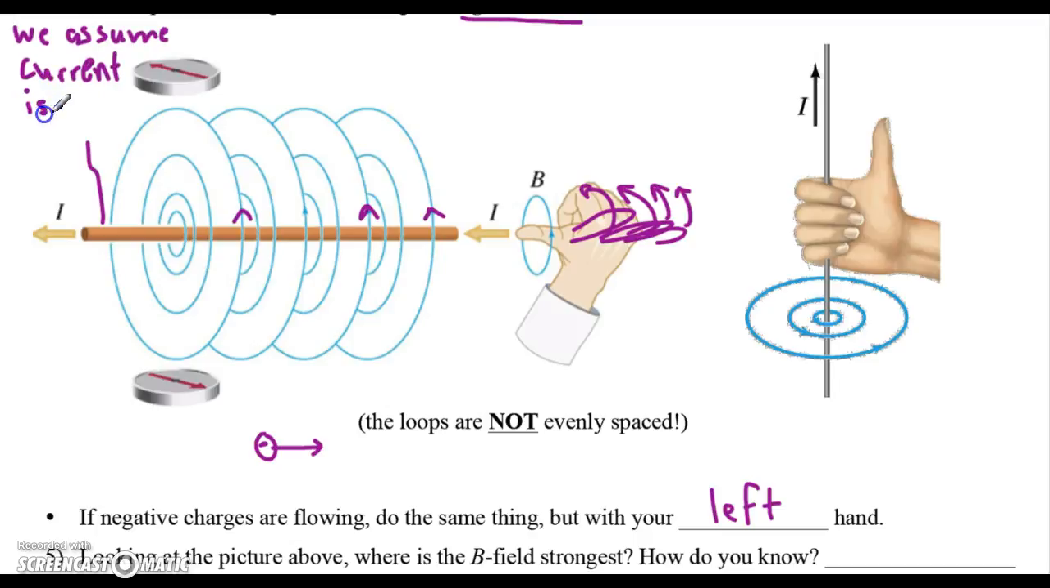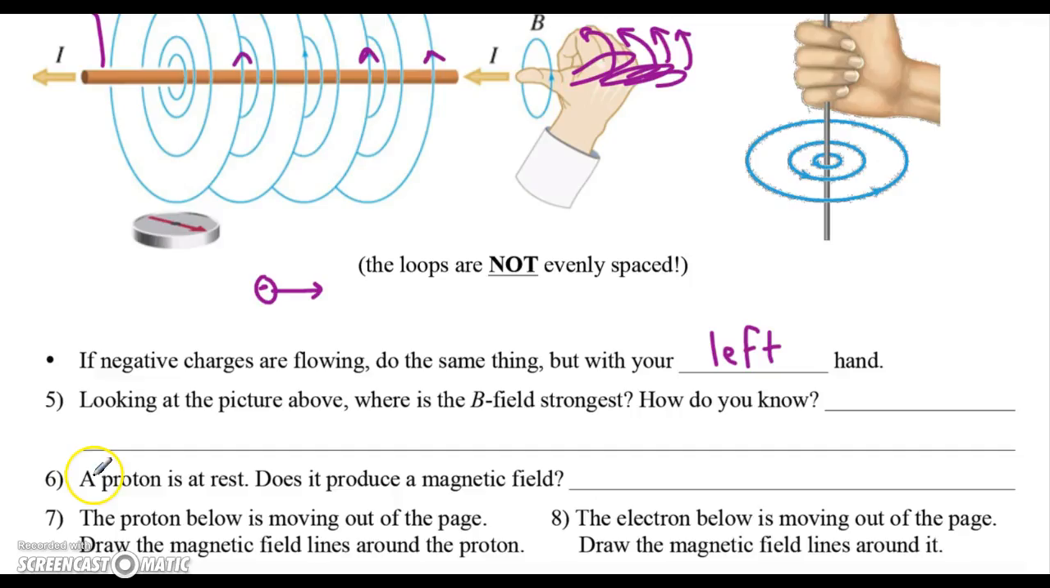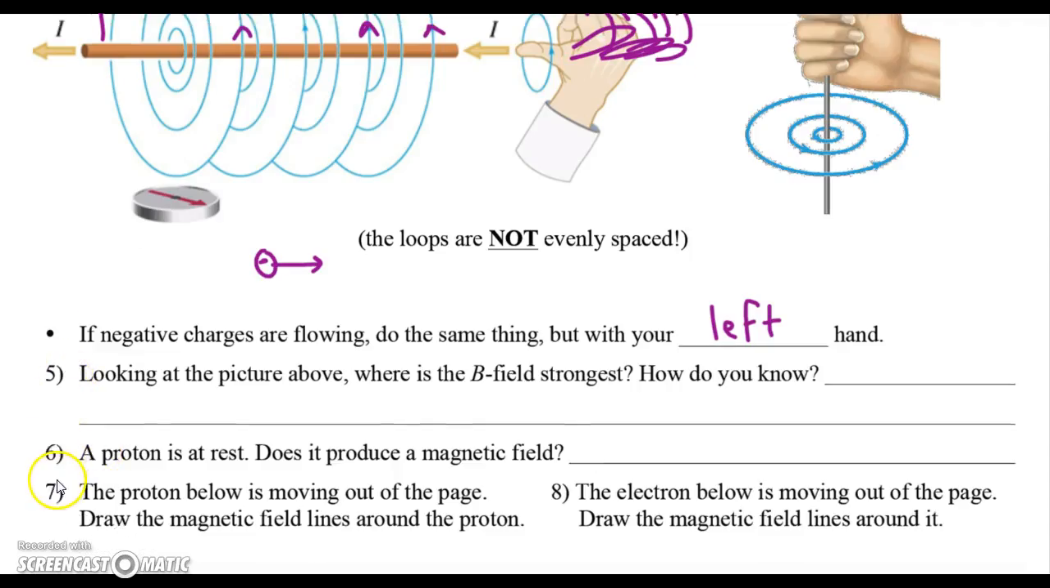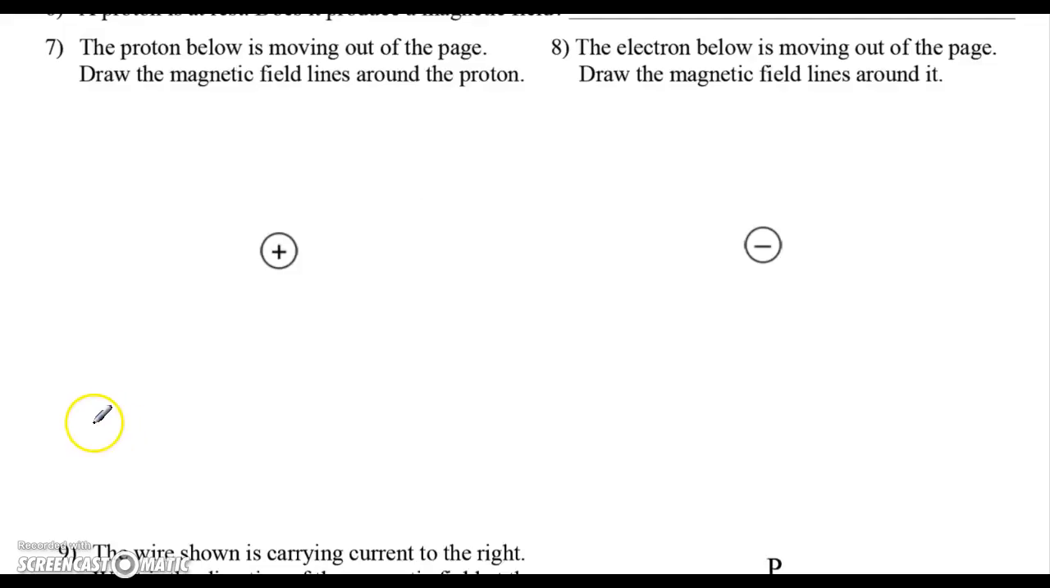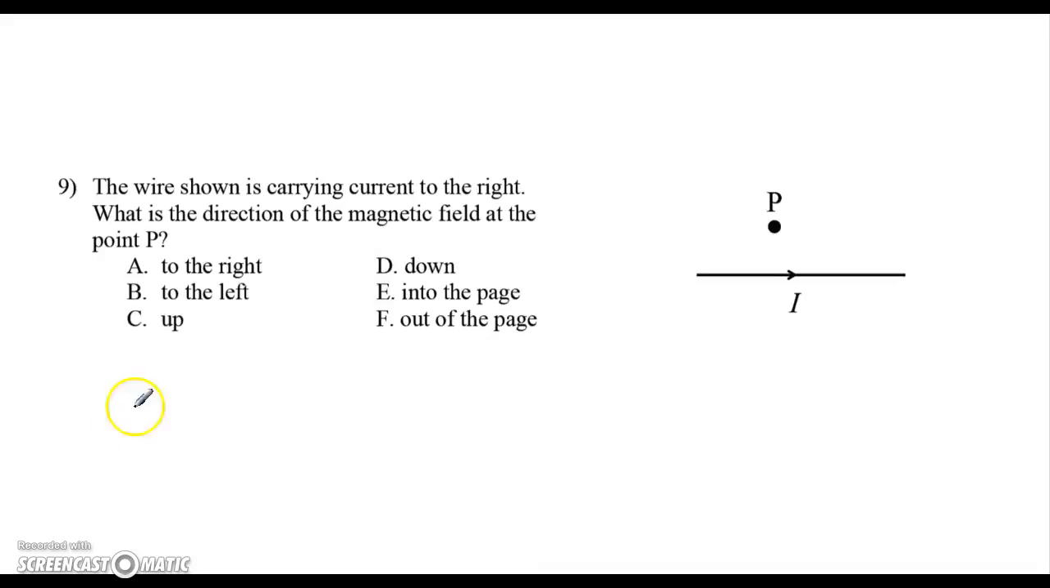Current is positive charges that flow. So if they say a wire carries a current, and they don't tell you whether it's positive charges being carried or negative charges, you assume the current carries positive charges. So take a moment, answer number 5, number 6, do 7 and 8, and 9 as well. Complete the problems on this page.